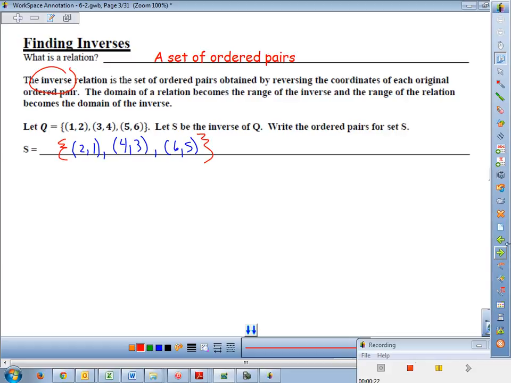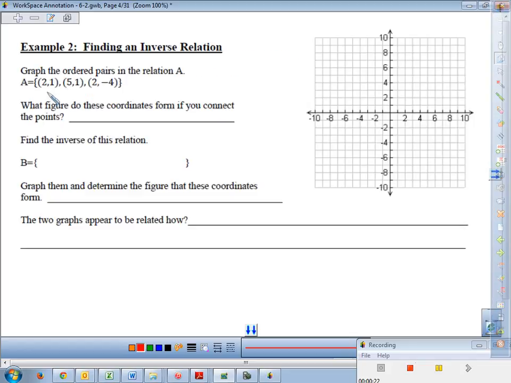So here's what we want to do. They say graph the ordered pairs in relation A here in example 2. Let's plot those 3 points. I'm a geometry guy. I don't believe in just plotting 3 points. If you're going to plot them, let's put some labels on them. Let's call this one X, this one Y, and this one Z, so we can really see what's going on there. And then plot them.